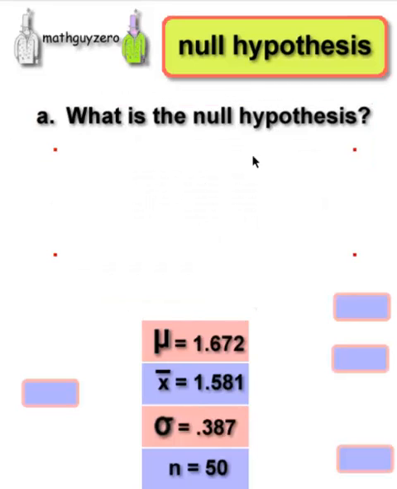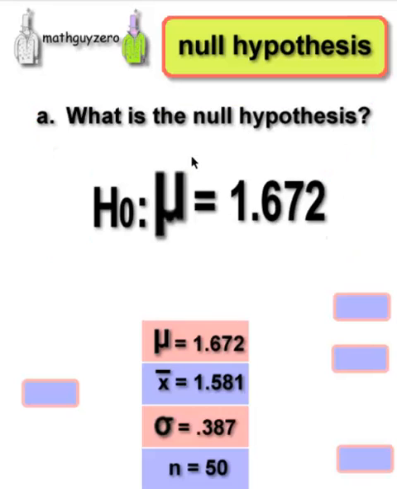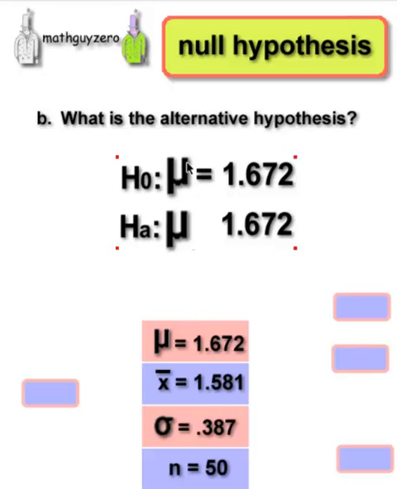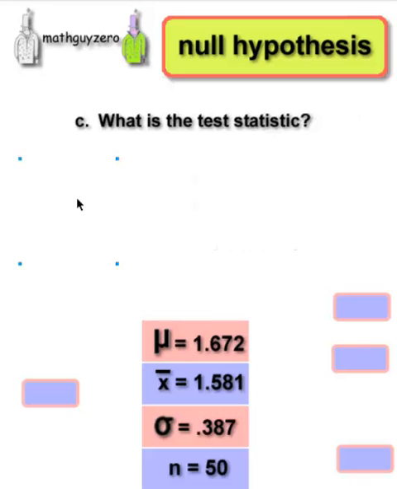First thing we do is state the null hypothesis. And they're just stating that the mean weight is in fact 1.672. Now the alternative hypothesis, and this is what Arnie is trying to prove, is that no, it's not 1.672. You notice these two look exactly alike except for the symbol between the mu and the number. So what Arnie is stating is that it is less than. So let's go ahead and find a test statistic. Break out your formula.